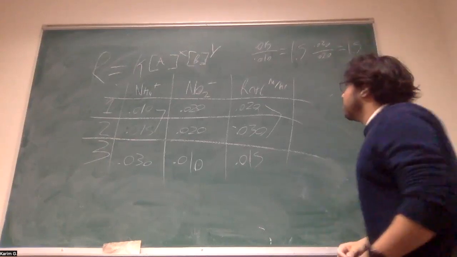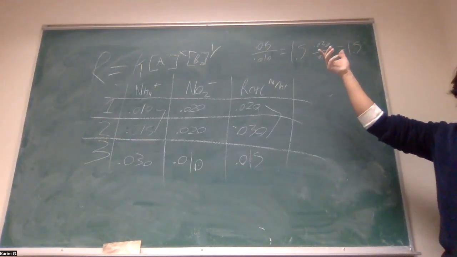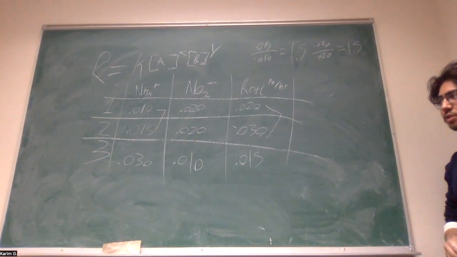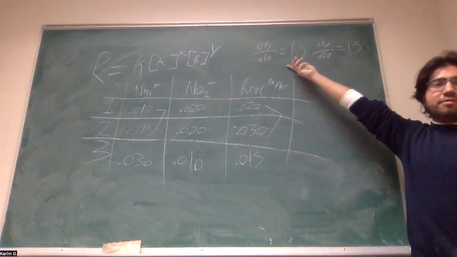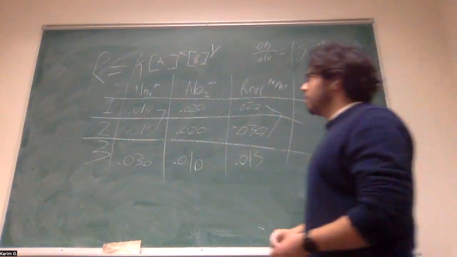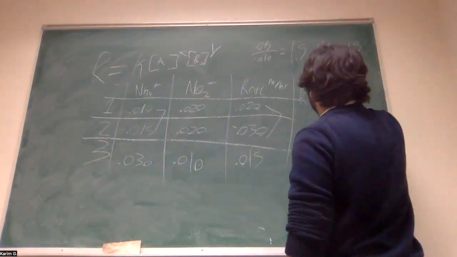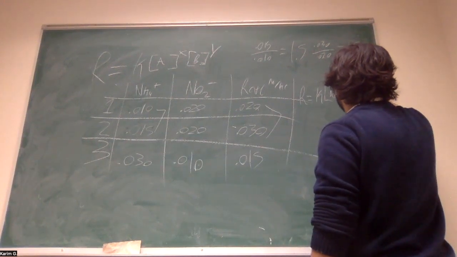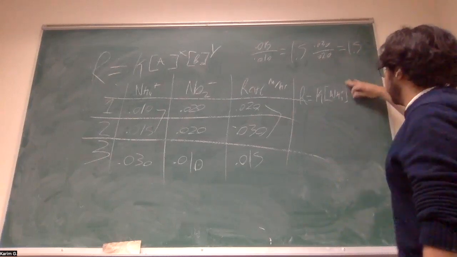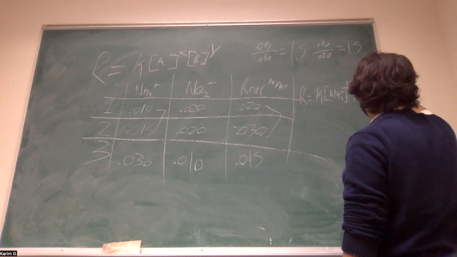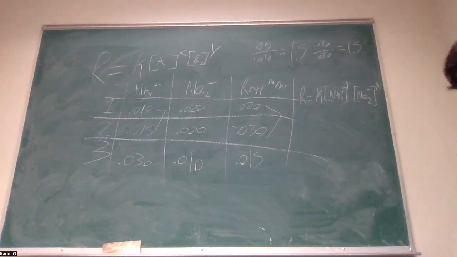Because these two are equal, what can we assume the order is? First order, right? Because it affects the rate proportionally. We changed 1.5 in molarity, and the rate changed 1.5. So to write a rate law, it would be rate is equal to K, which we don't know, and then ammonium, first order, which we just found out, and then nitrite, which we still don't know.